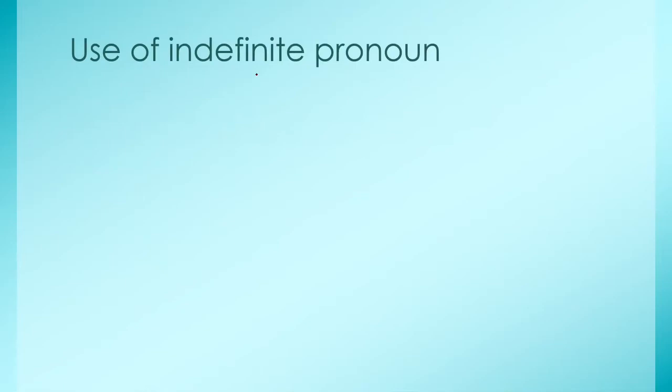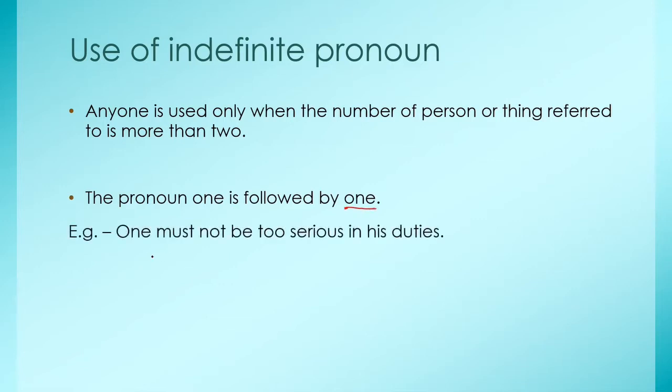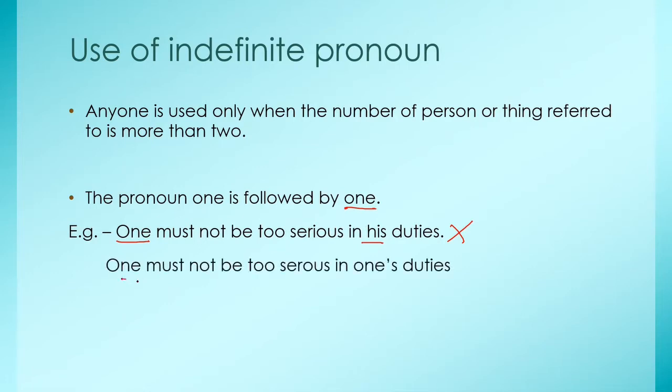Use of indefinite pronoun. First, anyone is used only when the number of persons or things referred to is more than 2. Second, the pronoun one is followed by one. Example, one must not be too serious in his duties. This sentence is wrong because the pronoun one must be followed by one only. No other pronoun must follow the pronoun one. So the correct answer will be, one must not be too serious in one's duties.